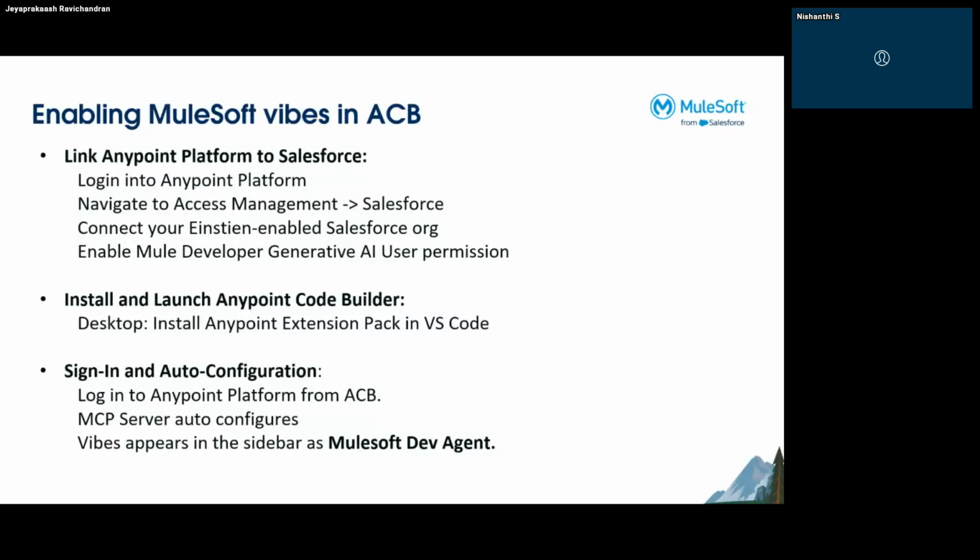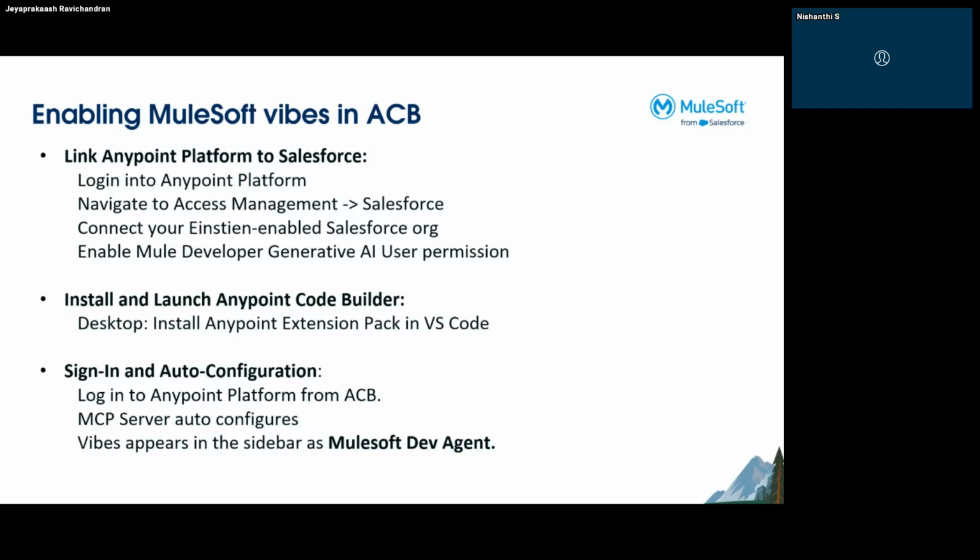Let's see how we can enable MuleSoft Vibes in Anypoint Code Builder. First, we have to link our Anypoint platform to Salesforce. This is required to enable MuleSoft Vibes in Anypoint Code Builder because this dev agent relies on Agentforce. So first we have to log into Anypoint platform, navigate to Access Management, go to the Salesforce tab, and connect your Einstein-enabled Salesforce org with this. Also go to your permission set for the required user and give the permission called Mule Developer Generative UI User Permission.